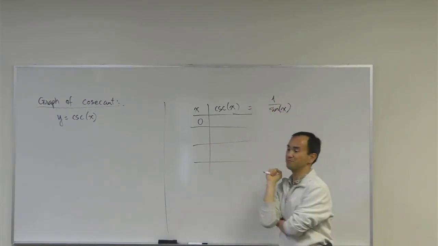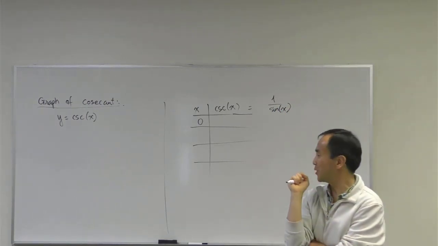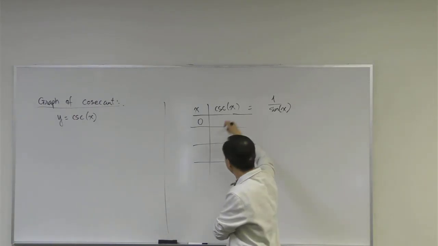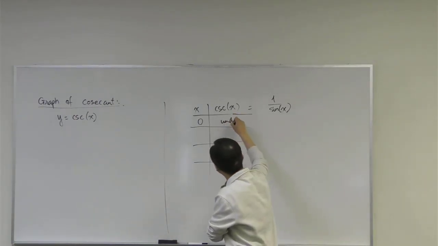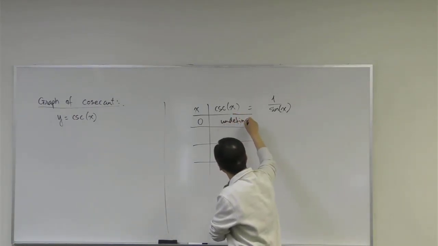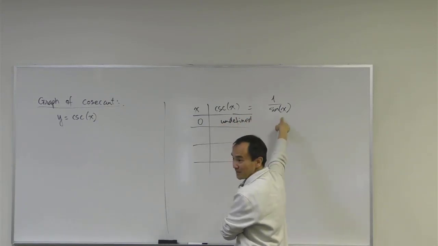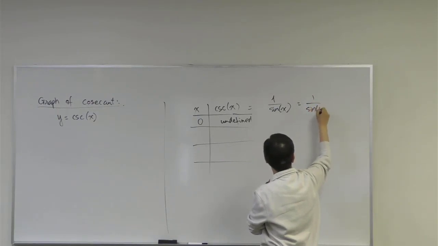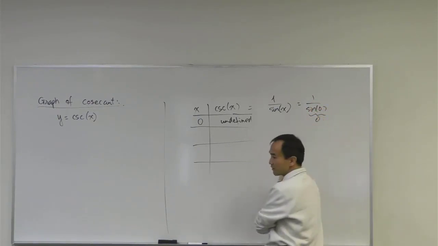So when x is equal to 0, cosecant of 0 is undefined. Because sine is 0 at that point, right? And so we got undefined here: 1 over sine of 0, and sine of 0 is equal to 0. That's why it's undefined.